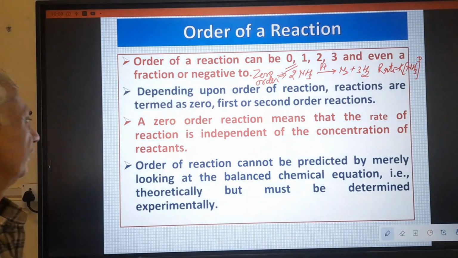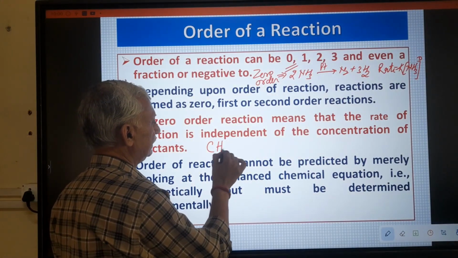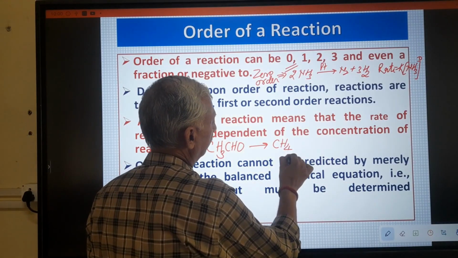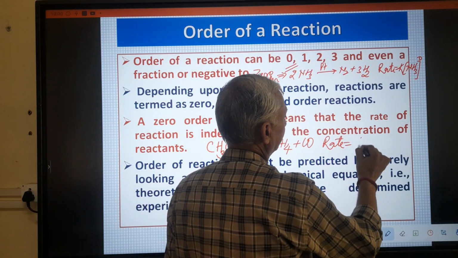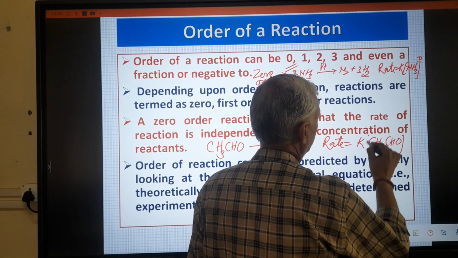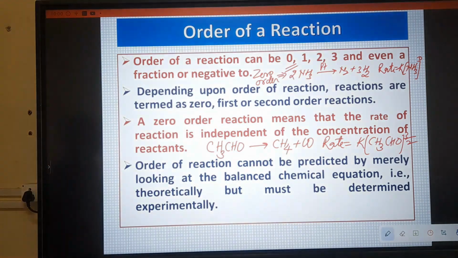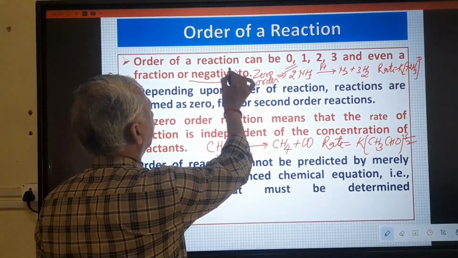In the same case, if we want to see a fractional order reaction, this is acetaldehyde, and when it decomposes into methane and carbon monoxide, it is a fractional order reaction. Its order is 3/2. So the reaction order can be negative.